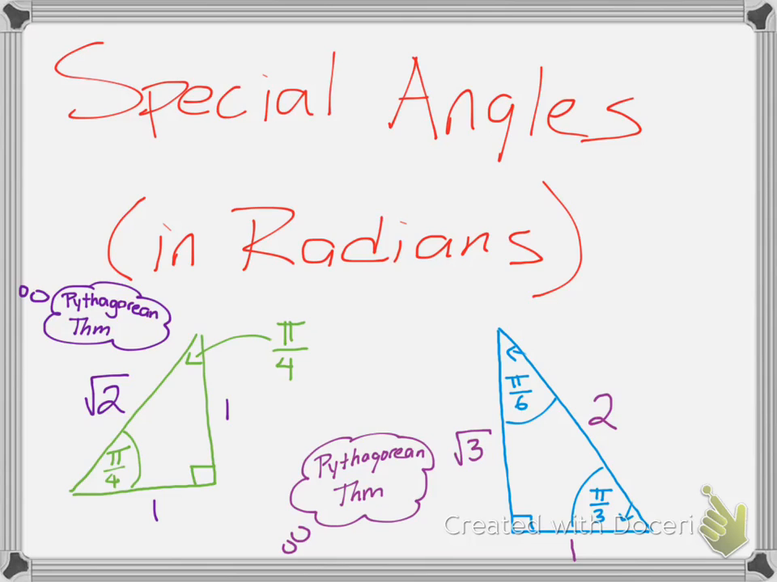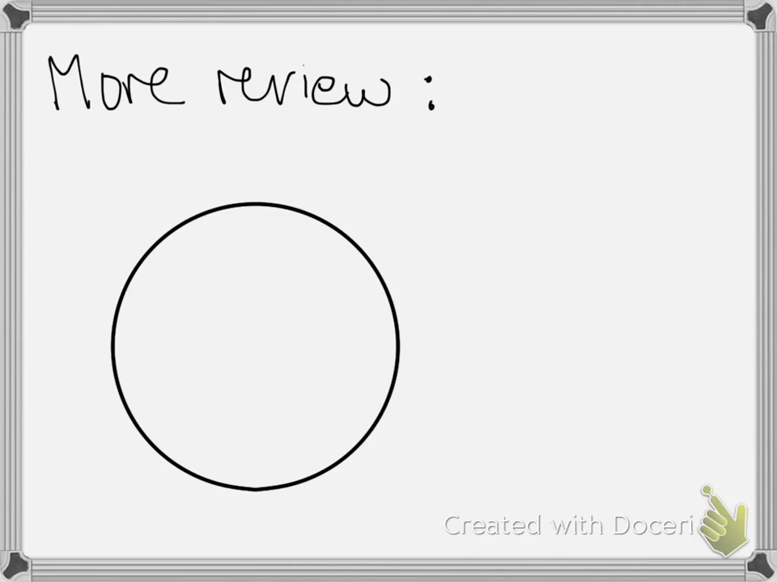Okay? So these are the two triangles that you have to remember. So it's the same as in grade 11, except now we're just thinking in radians. Alright? So 1, 1, root 2 and 1, 2, root 3. Those are the two triangle measurements. So let's look at some more review.